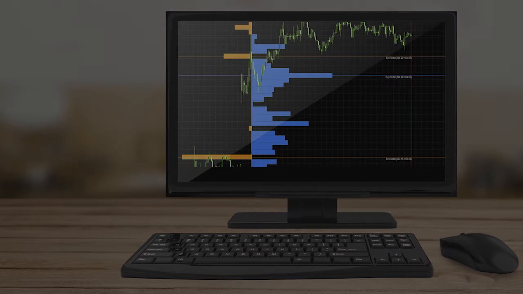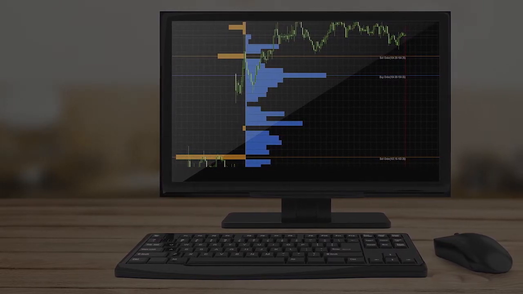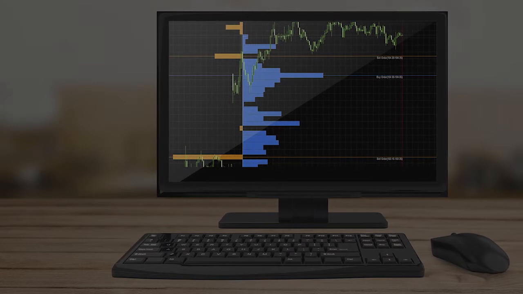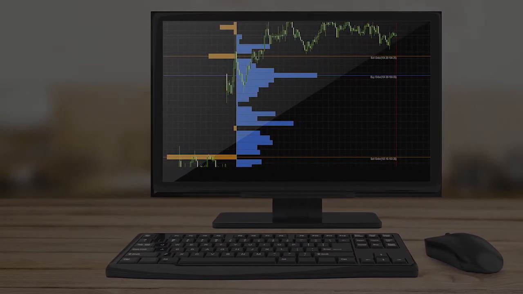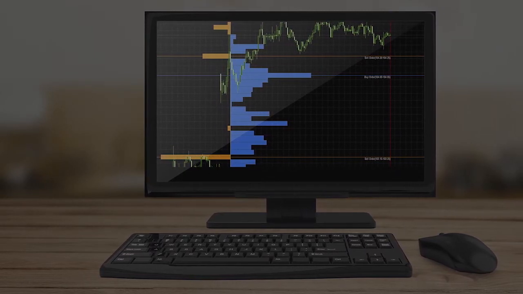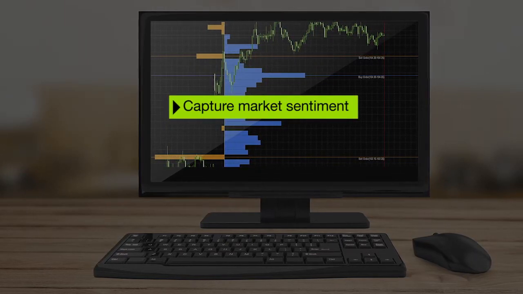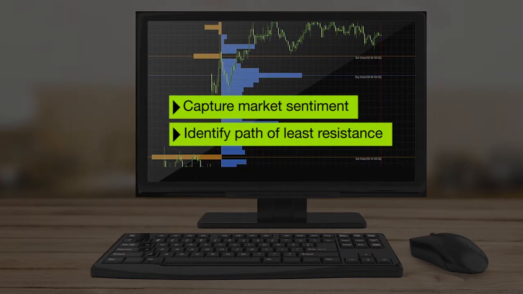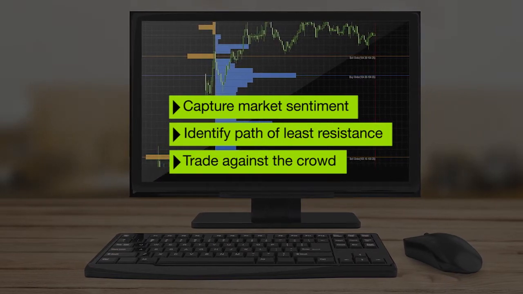Available exclusively to OANDA clients, the proprietary MT4 Open Order Indicator reveals critical information never before available to the retail trader. By presenting an overview of current buy and sell orders placed by OANDA traders directly on your MT4 charts, the indicator enables traders to capture market sentiment, identify the path of least resistance, and trade against the crowd, providing you with a competitive edge.